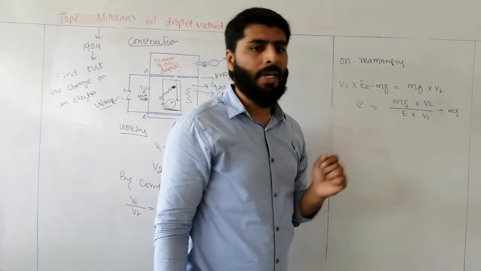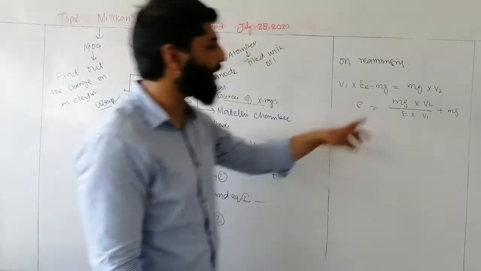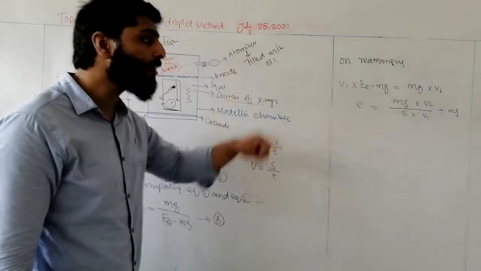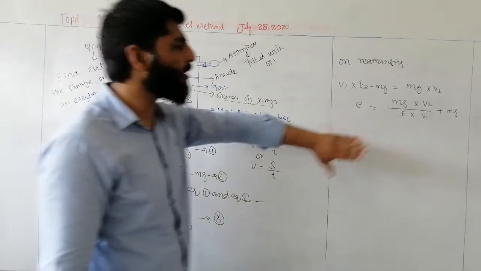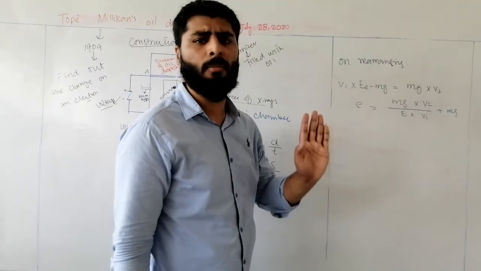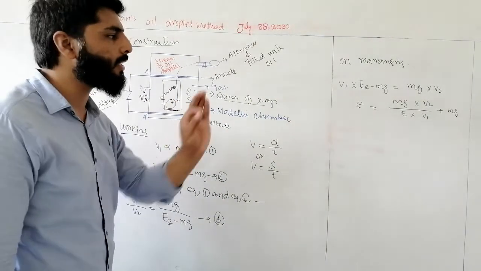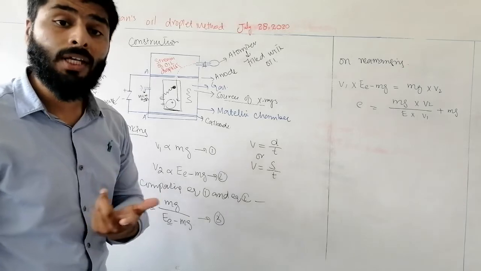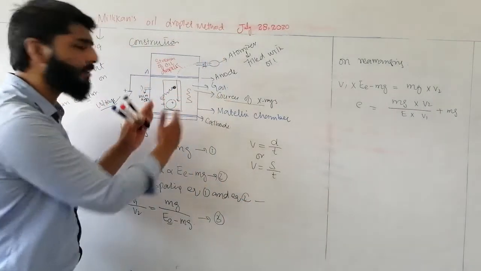There is one thing which is mass. How can we find the mass? Students, if we have the density of the droplet and we have the radius of the circular path being created by the droplet, then we will be able to calculate the mass of the droplet. If we have the radius and density of the droplet, we can easily find the mass of the droplet. And how can we find the mass? We can find the mass by observing the scale reading.